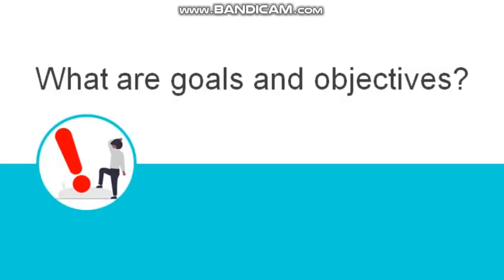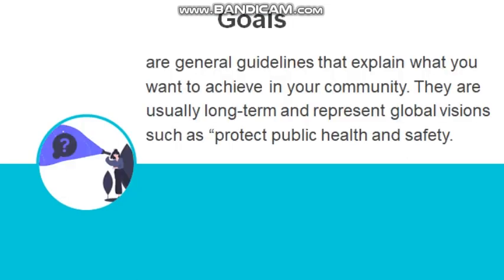Now, let's answer this question. What are goals and objectives? Goals. They are broad. They are general guidelines that explain what you want to achieve in your community. They are usually long-term and represent global visions, such as protect public health and safety.